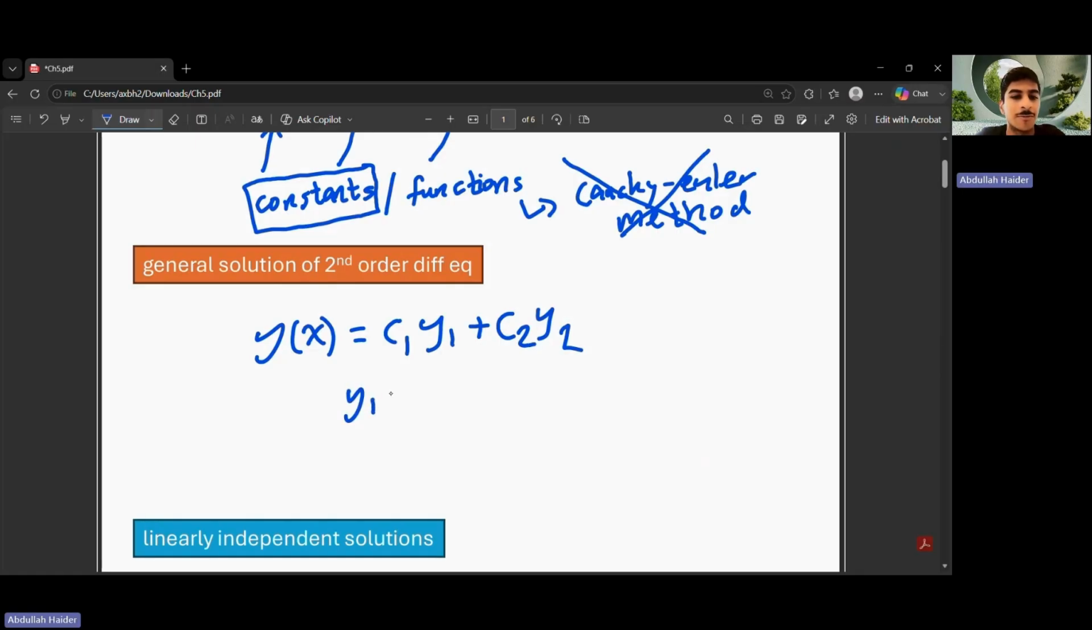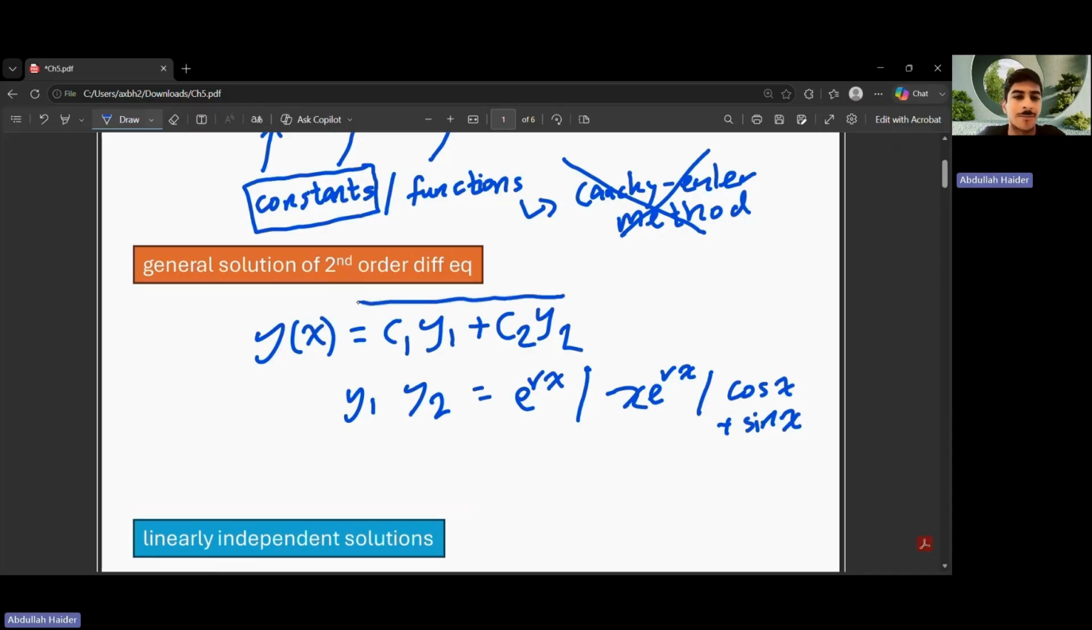y1 or y2 can be equal to e power rx, or they can be equal to x e power rx, and they can even be in terms of cosine x plus sine x. We will discuss them all right now. The only thing you need to know for now is y of x equals c1 y1 plus c2 y2, and y1 and y2 can take any of these values, and I'll discuss them in more detail.